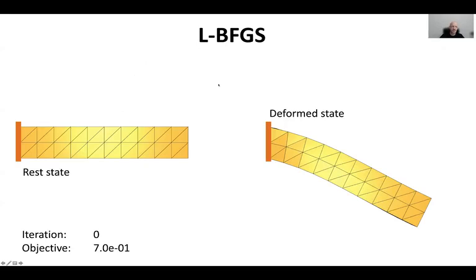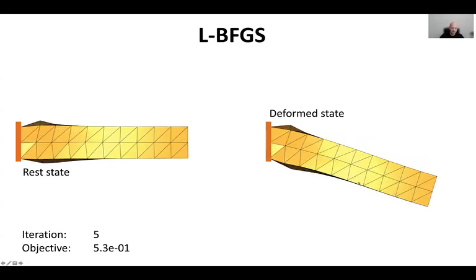Now, if we do that here with L-BFGS, starting from the initial state, a straight elastic bar and its corresponding equilibrium state, we take steps of L-BFGS, and after 5 steps it already looks sort of similar to what we've seen with gradient descent, perhaps after 10 or 100 iterations. So that seems to be a little better already.